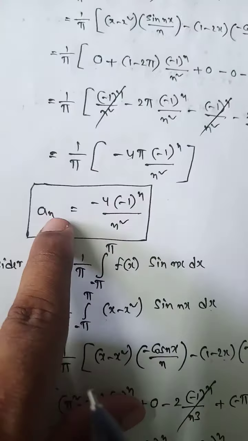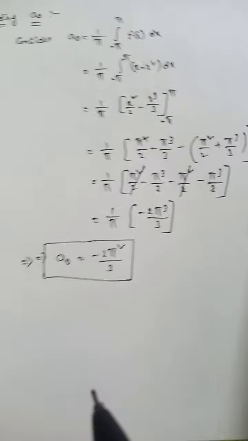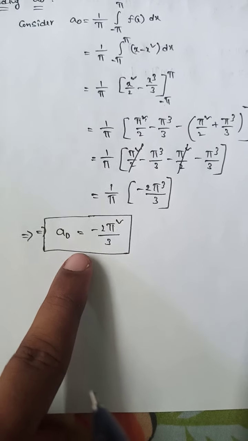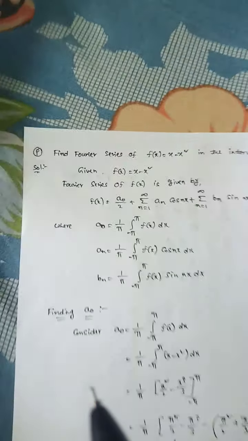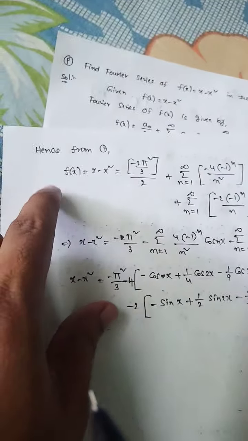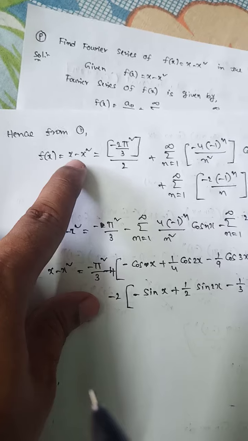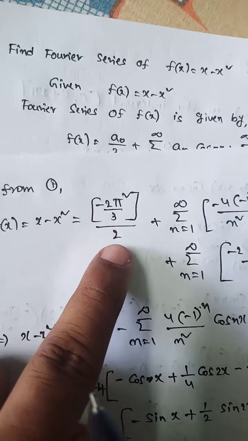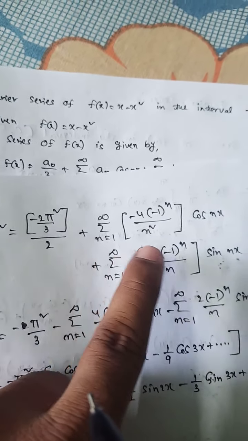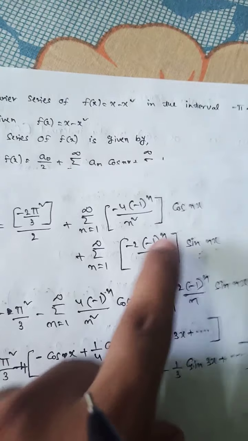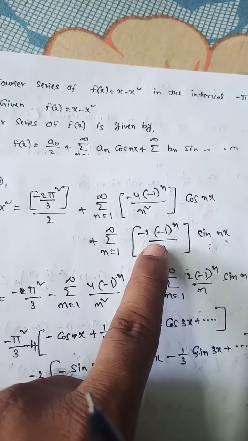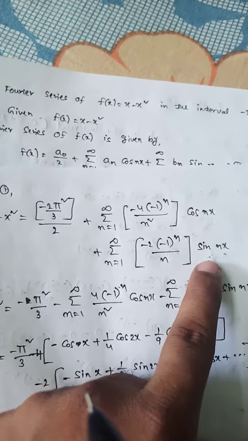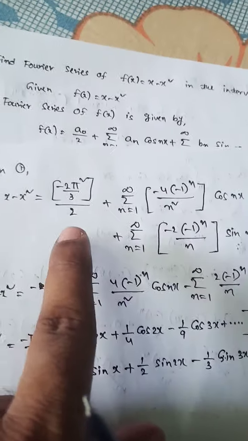This is bn, and now I have found the an value, this is the an value, and this is the bn value. This is the a naught value; substitute these in this one. What will we get? f of x equals, from 1, f of x, what is f of x, x minus x square, equals a naught by 2, what is a naught, minus 2 pi square by 3, by 2, plus sigma n equals 1 to infinity an into cos n x plus sigma n equals 1 to infinity bn into sin n x, and this is the Fourier series of the given function x minus x square.